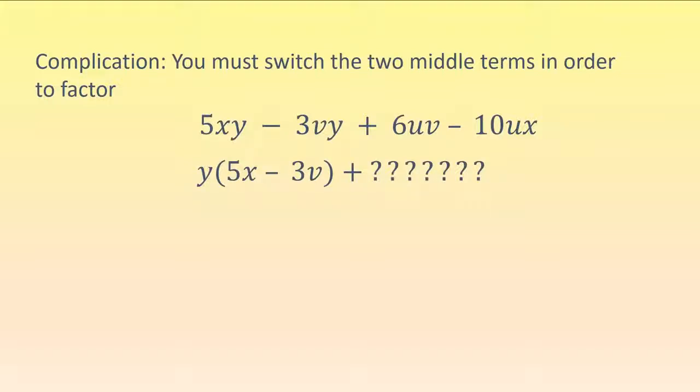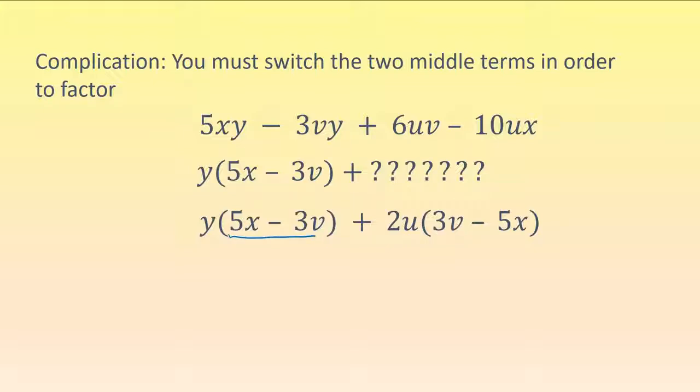So what's going to happen with our second pair? We know we need 5x minus 3v to be in the parentheses, and the common factor is going to be a 2u. So let's pull that out, and we've got a little problem. Instead of 5x minus 3v, I have 3v minus 5x.